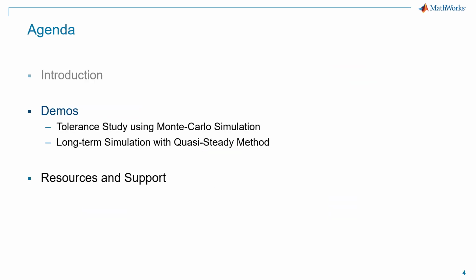All right, so that's a quick introduction about why we want to do the trade-off studies in the electrical system design. Next, let's use the two demos to work through how MathWorks tools can help us to do the trade-off studies. The first demo is about using Monte Carlo simulation for the tolerance study in the power conversion area. And the second demo is about the quasi-steady method in the wind power system design with the long-term simulations. Okay, now let's get started with the first demo.